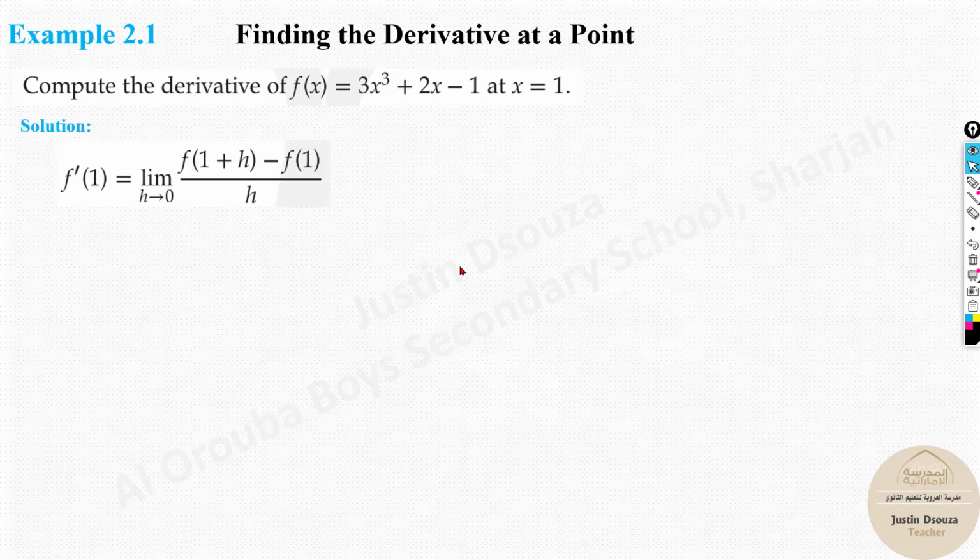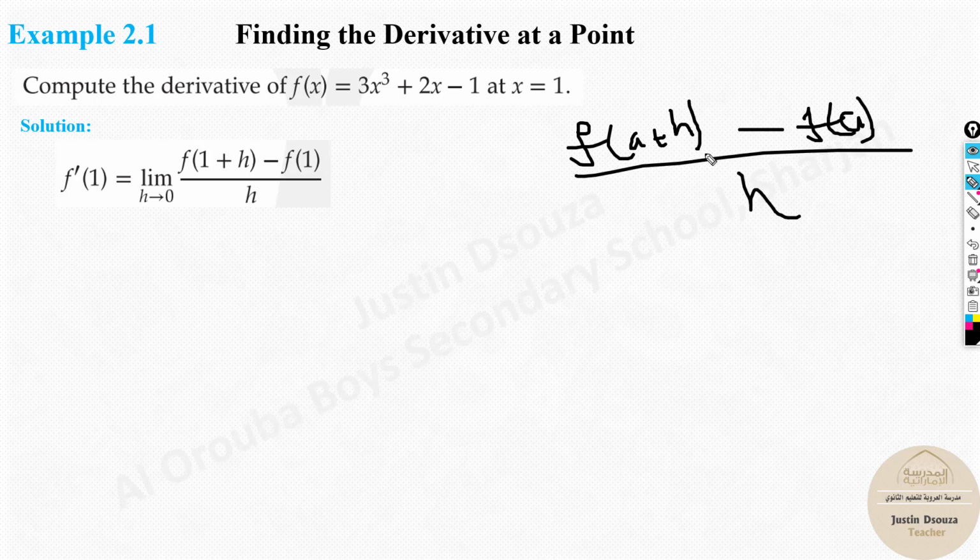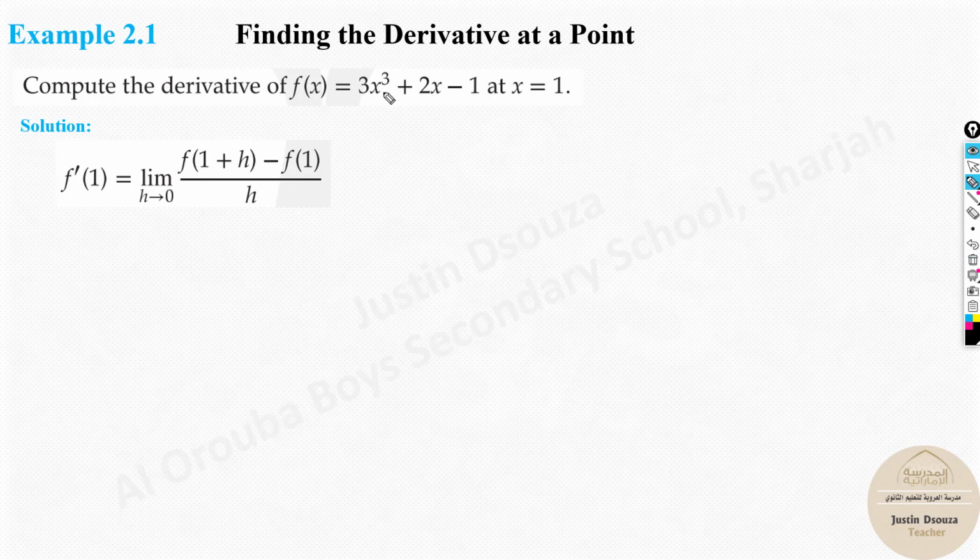First, let's recall the formula. This was the formula, f dash of 1. Over here we are dealing with 1 because x is given as 1. This a would have been f of a plus h minus f of a divided by h. This is the exact formula, but here, since a is given as 1, whatever x value is told, we put it over here. And now we need to substitute this given function.